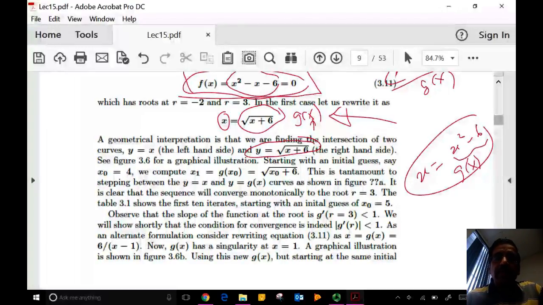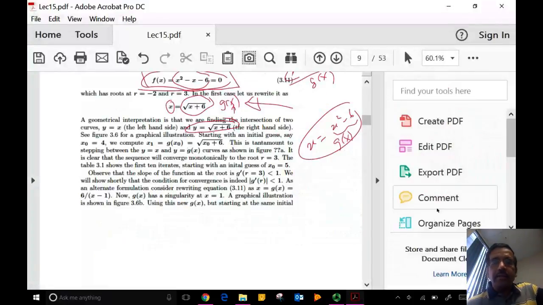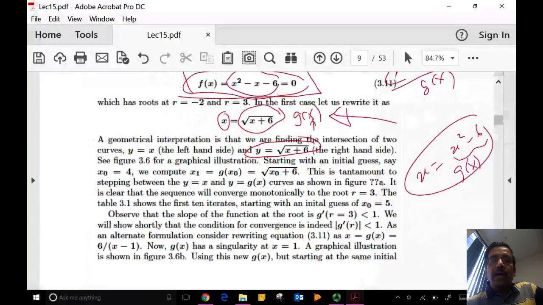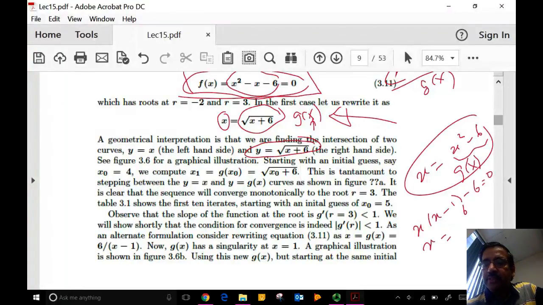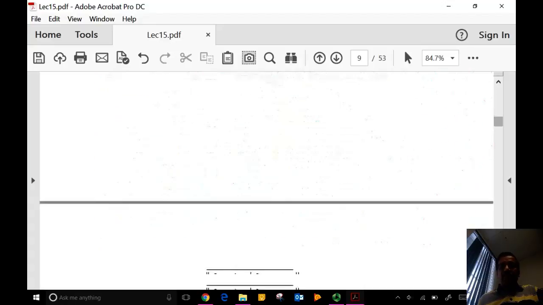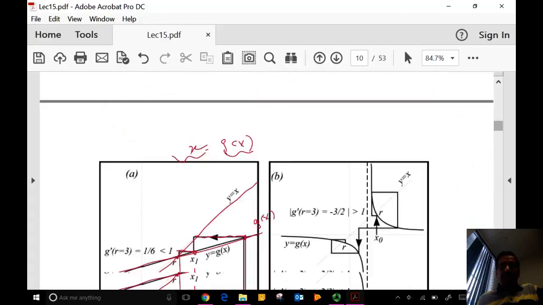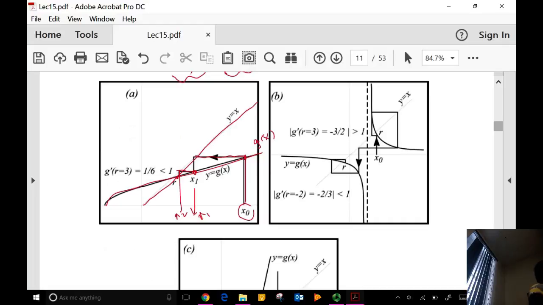And the third one would be, oops, what did I do? I think you factor it as x times x minus 1 minus 6 equal to 0, and then write x is equal to 6 divided by x minus 1. So there is no unique way to slice this. You can do it in any way you want, and each one will give you a different g. Okay? And so I've taken 3 such cases and graphically illustrated what happens to the iteration sequence. So do you understand the iteration sequence graphically?